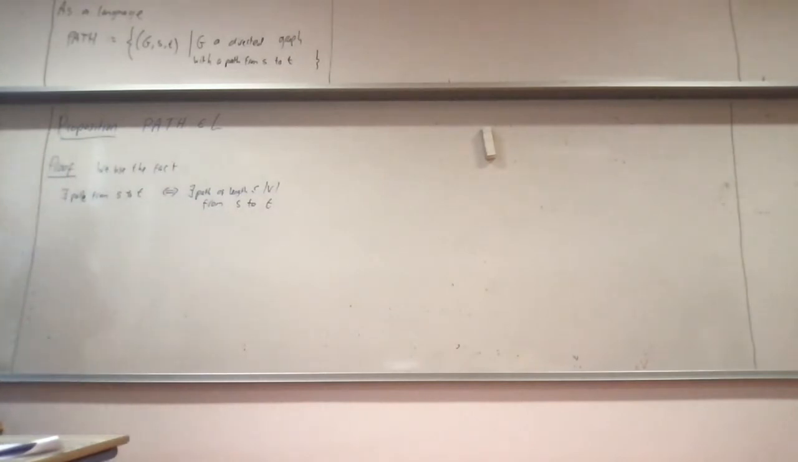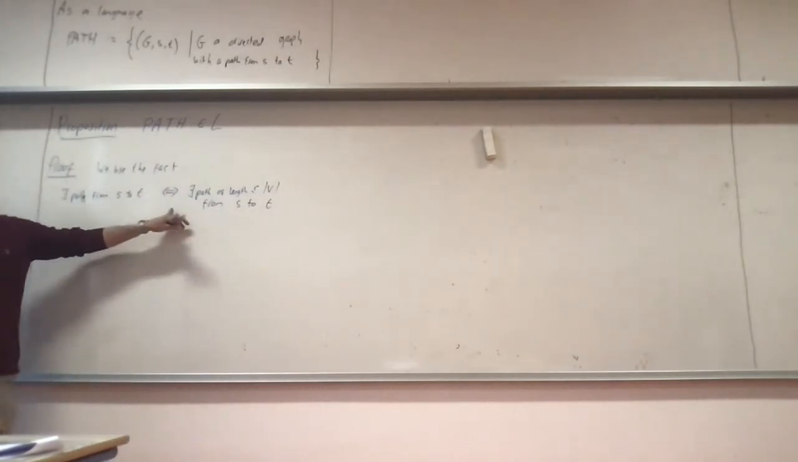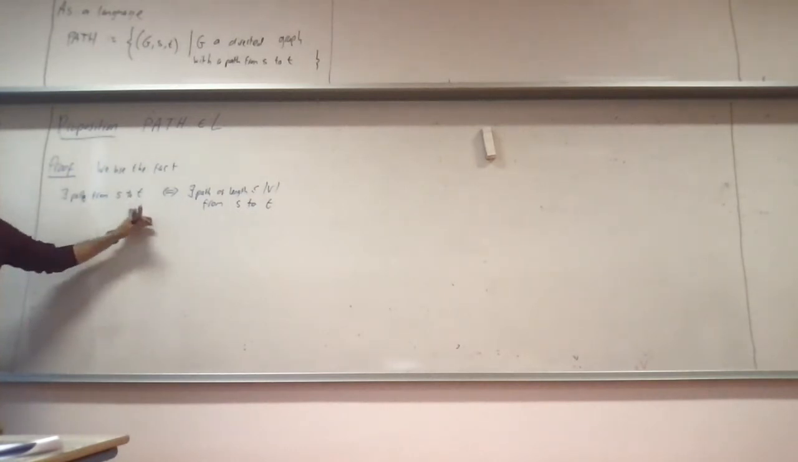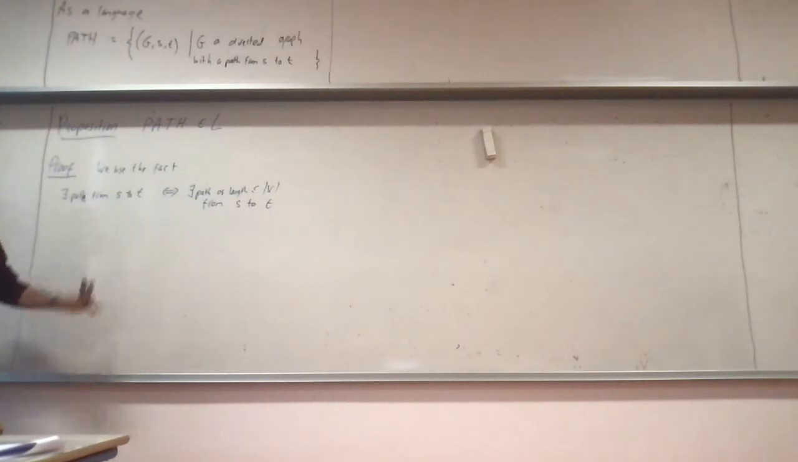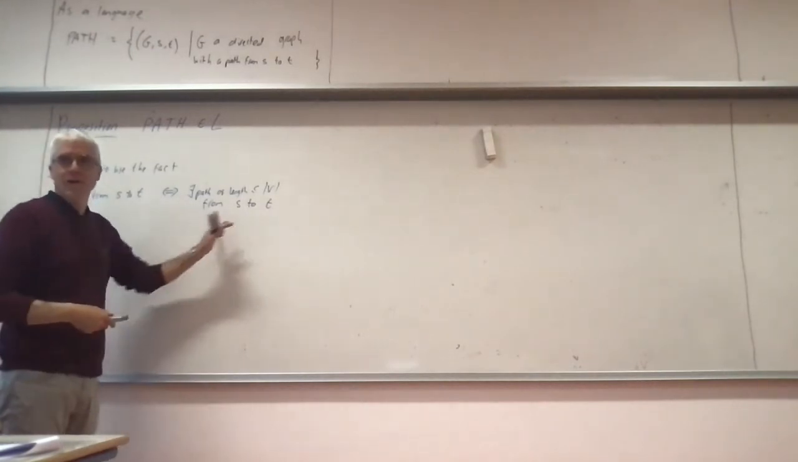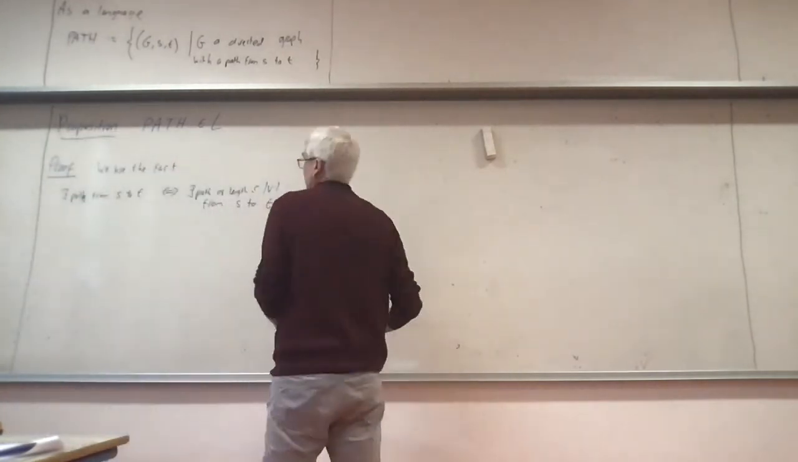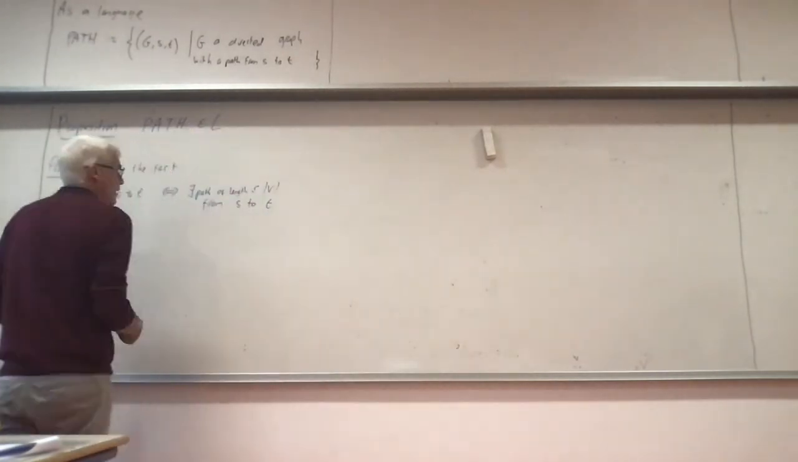And the reason that the left to right direction holds, which is the interesting direction, is that if there's a path from S to T, then if it visits any vertex more than once, well, then it does a loop to that vertex. So you can remove the loop, and you get, in the end, a path in which every vertex appears at most once. So there has to be a path of length less than or equal to V.